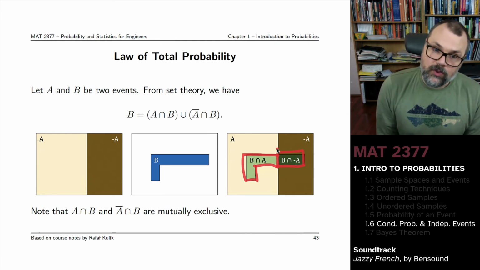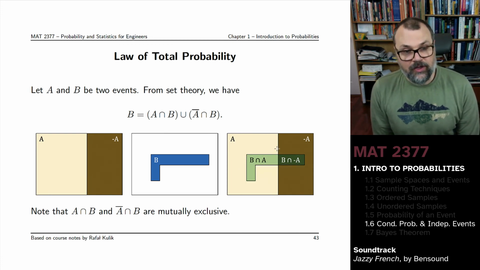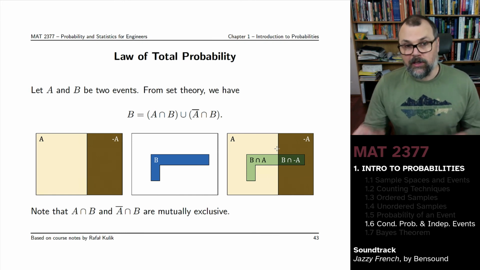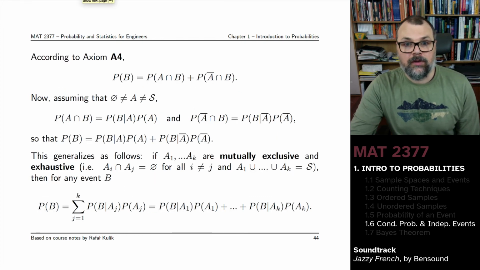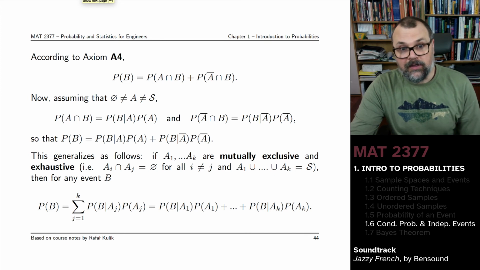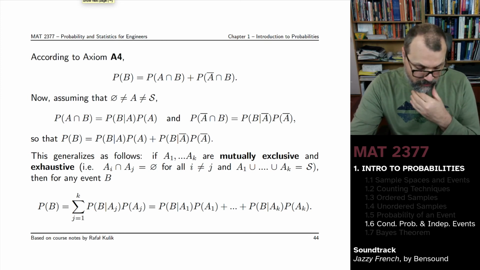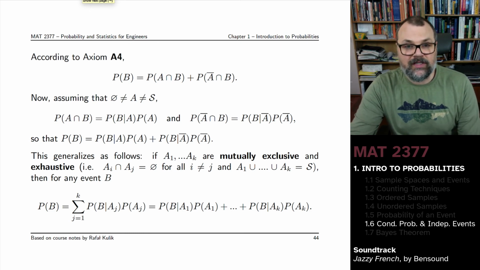When you write it this way, what you've managed to do is to split B into two mutually exclusive events. Now you can use the fourth axiom that tells you, because these events are exclusive, that the probability of B is the same as the probability of A intersection B plus the probability of the complement of A, everything which is not in A, intersection B.